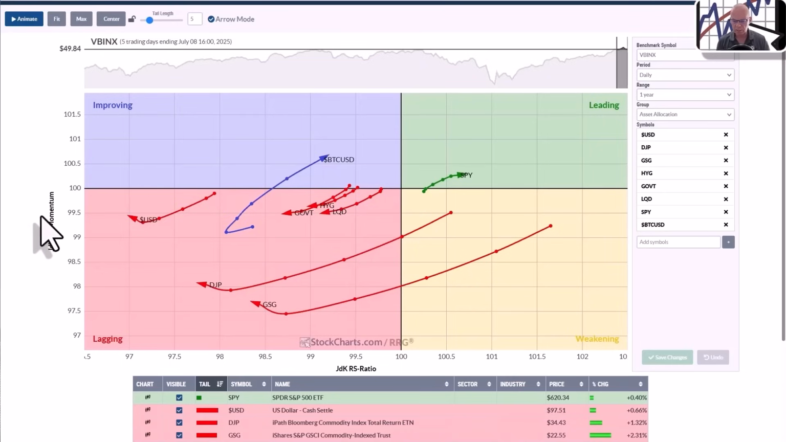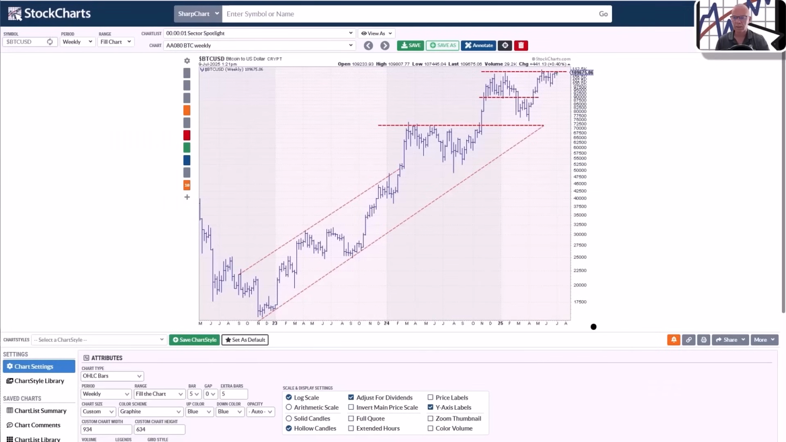Let's take a look at some of the individual charts from this group of securities. Let's start with a look at Bitcoin. I haven't done that in a long time.